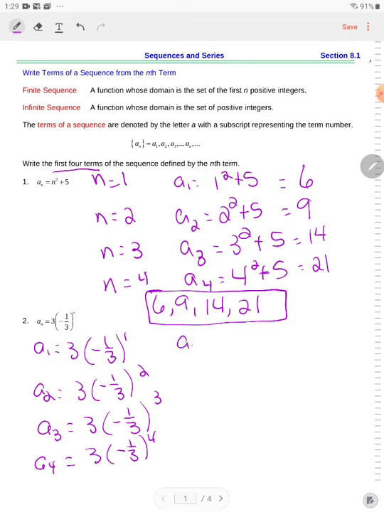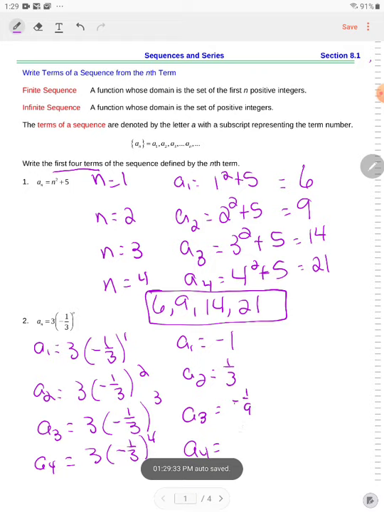So A1 is equal to 3 times negative 1/3. That's negative 1. A2 is equal to positive 1/9 times 3. So that's 1/3. A3 is equal to negative 1 over 27 times 3, which becomes negative 1 over 9. And A4 is equal to 3 times 1 over 81. That's 1 over 27. So this is what our answers would look like.